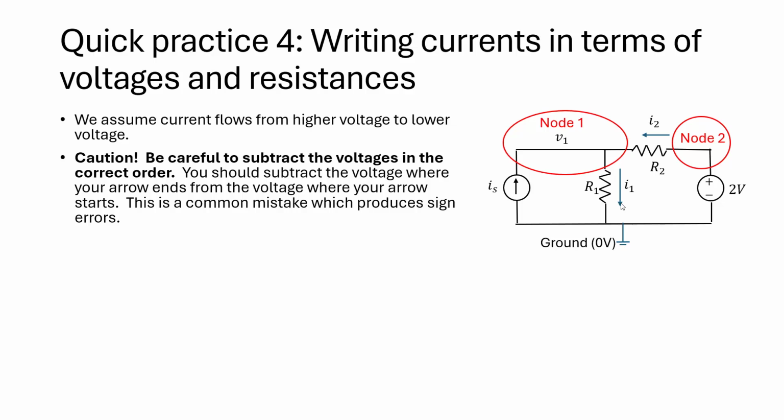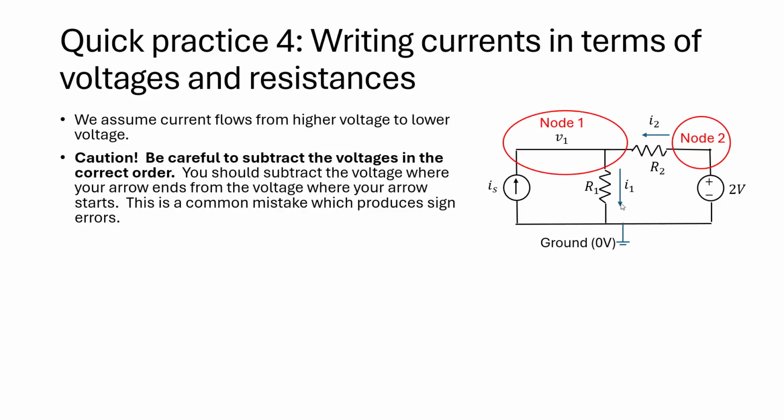All right, the next step of node analysis, you'll remember, is once we have that Kirchhoff's current law equation, we need to write our currents in terms of voltages and resistances. And this can sometimes be a little tricky if you're not careful, so please be careful of a few small possible mistakes.